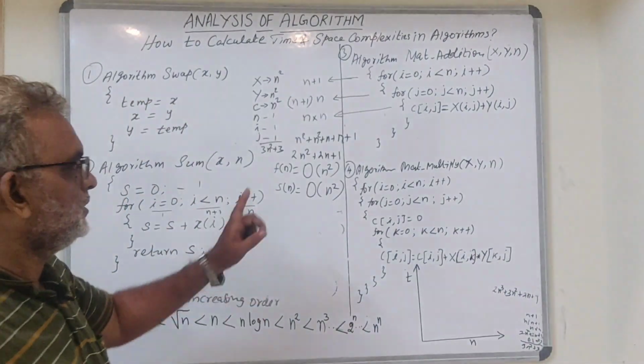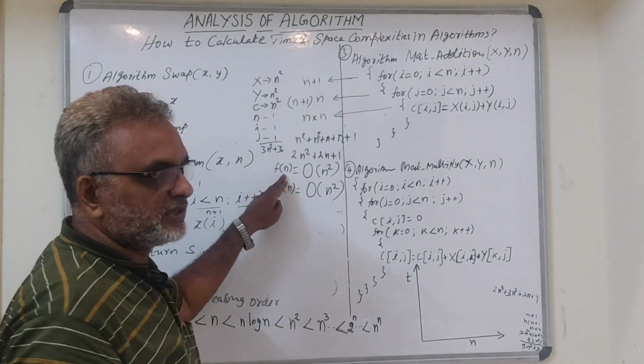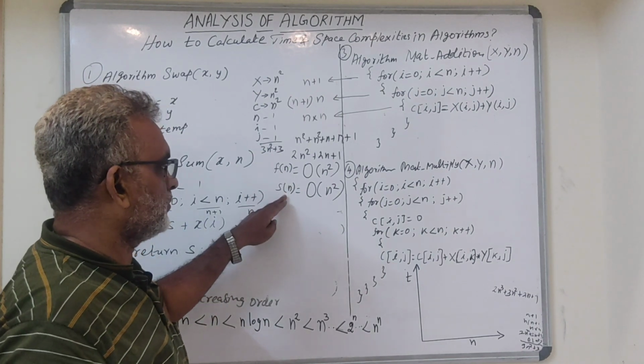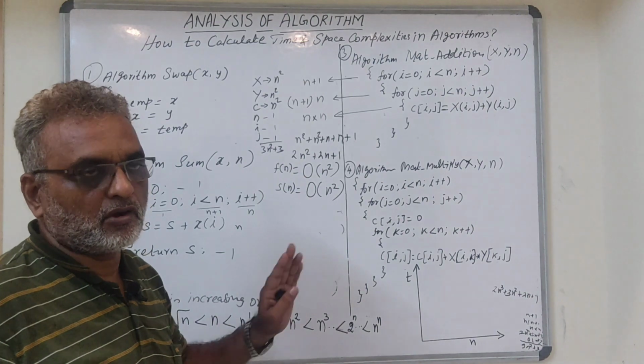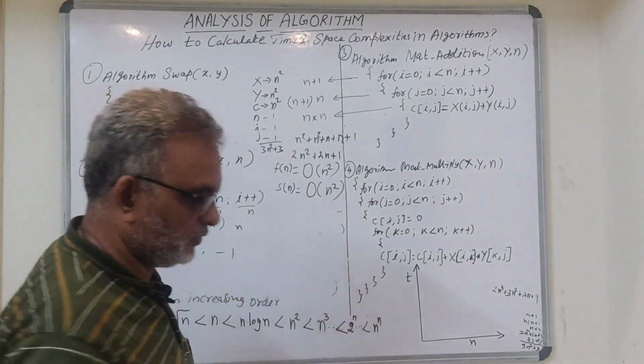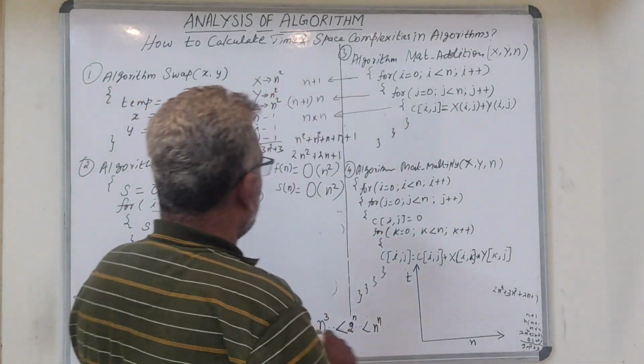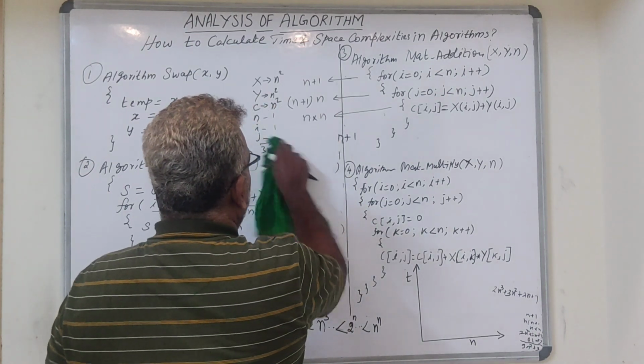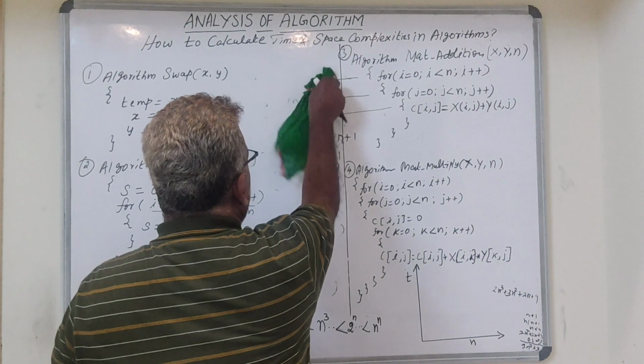Okay, is it clear? So this is the time function, and this is the space, time complexity and space complexity. It is nothing but the complexity is n square. Okay. Now I move on to the next algorithm, it is matrix multiplication.